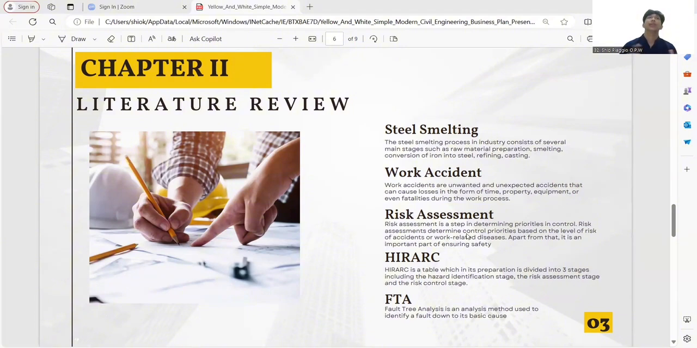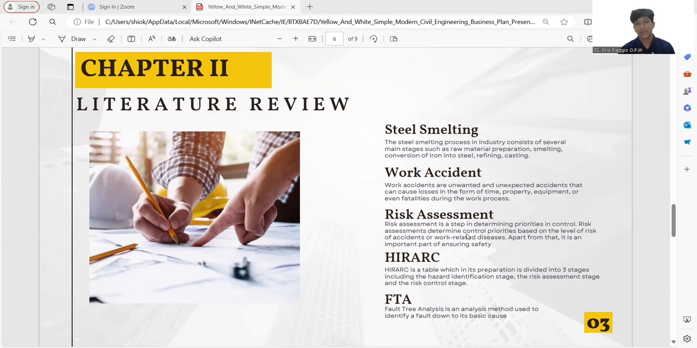Actually, there are many important points, but in this presentation I just give five important points. The first one, steel smelting process. The steel smelting process in the industry consists of many stages such as raw material preparation, smelting, conversion and refining, casting, etc. The second, accident. Accident is all unexpected events that can cause losses, be they material or non-material, physical, or maybe environmental.